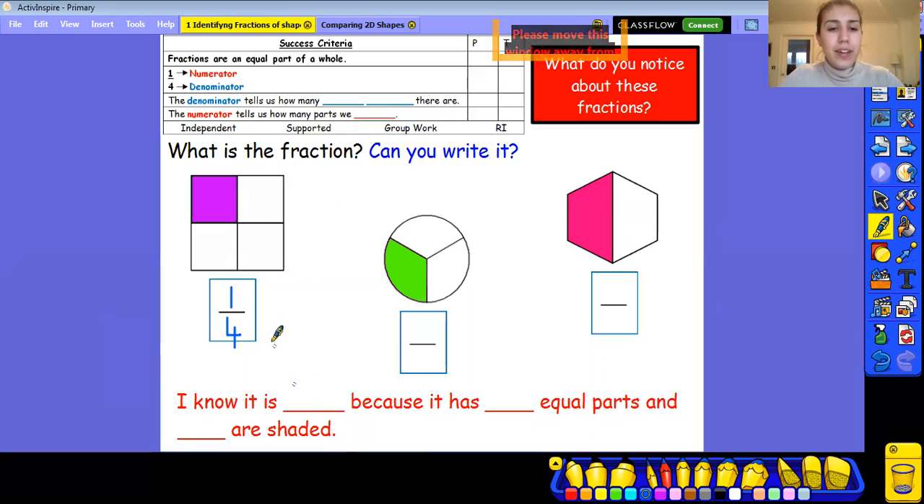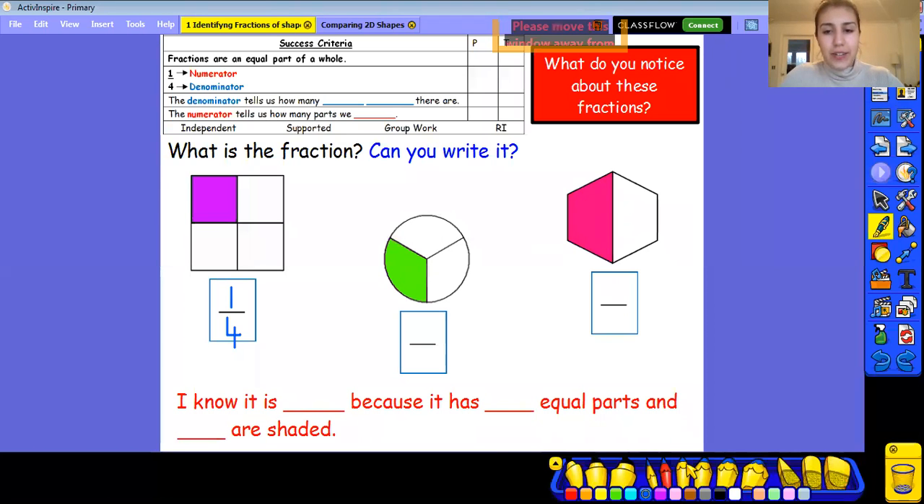And my numerator tells us how many parts we have. Now, I know it is 1. What do we call it when the denominator is 4? We call it 1/4. Well done if you said that. So I know it is 1/4 quarter because it has 4 equal parts and 1 is shaded. So why don't you pause the video, have a go at looking at these next two, and then coming back to the video to go through the answers.